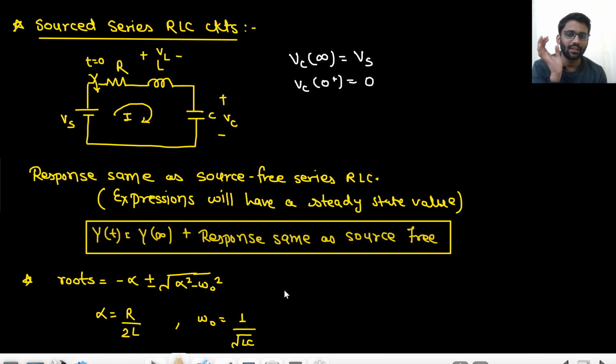For any parameter you are finding, the response is the value at infinity plus the response same as the source free response. What about IC infinity? That will be 0 ampere. What is IC 0 plus? Initially it is 0 only, because the inductor is not having any current.